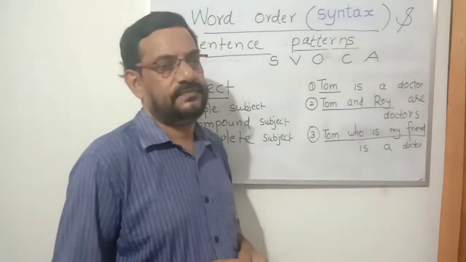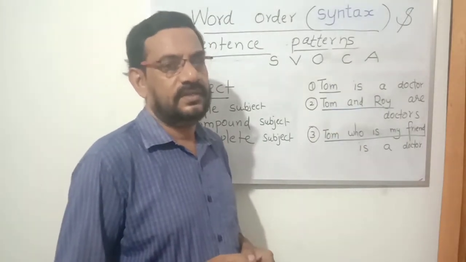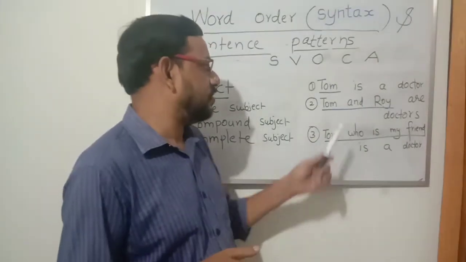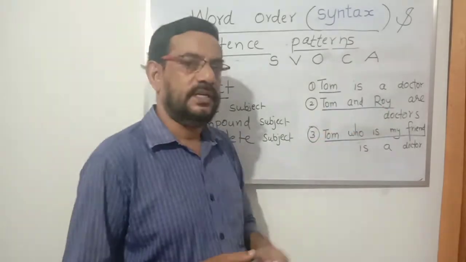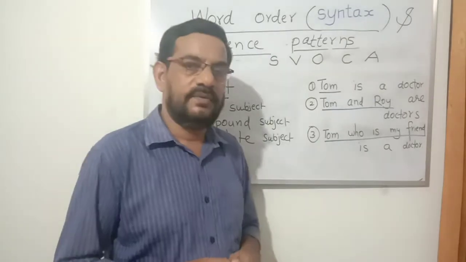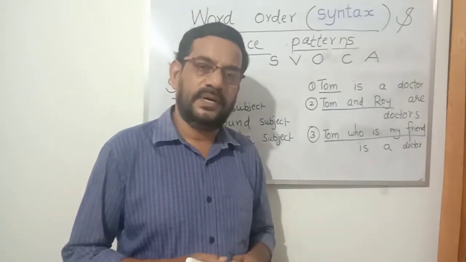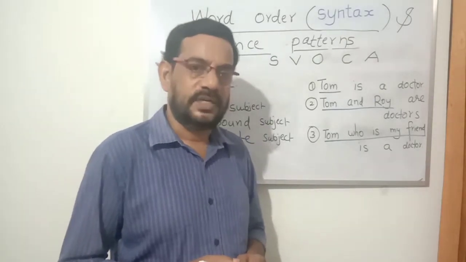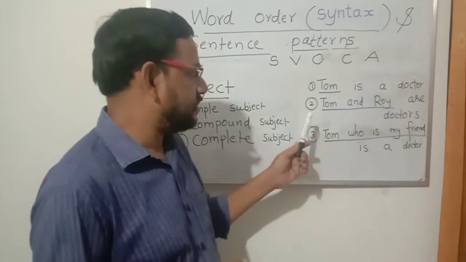Tom is a doctor. That's the first example I have written here. In this, we know that Tom is the subject, is a doctor is the predicate. What's the subject? Tom. How many words are there? Only one word is there. That's a simple subject or a single subject. Okay, now move to the next sentence.